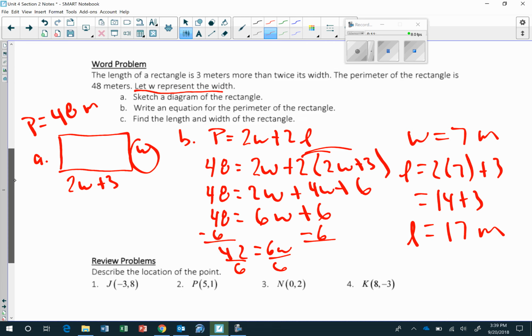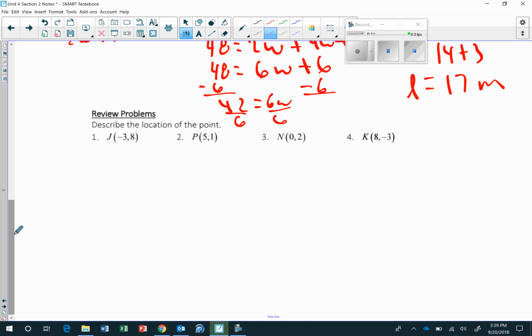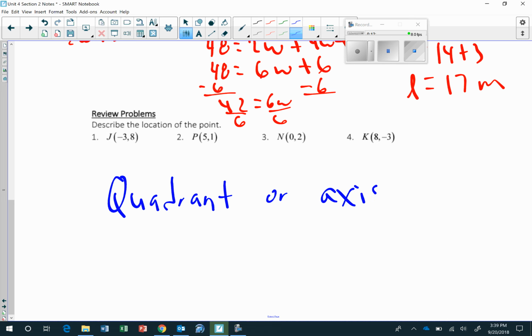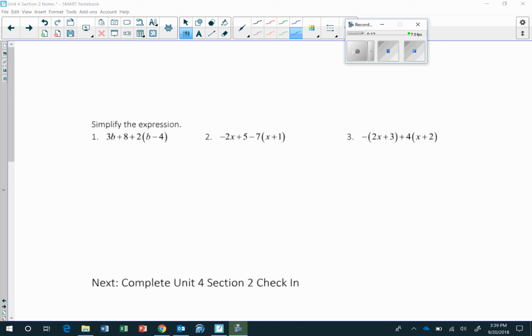For your review problems, the first review problem says describe the location of the point. So you're telling me whether it's in a quadrant or if it's on an axis. Okay, so what quadrant is it in, or what axis is it in? And then on the last page, your review problems are simplifying expressions. You've got some distributive property in there, but this is a review from Unit 2. All right, that's it for your Unit 4, Section 2 video.